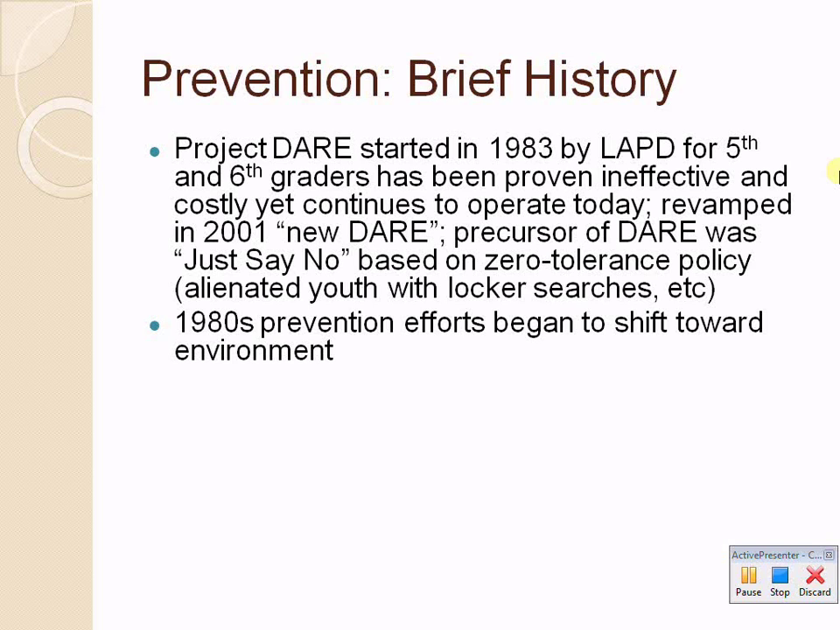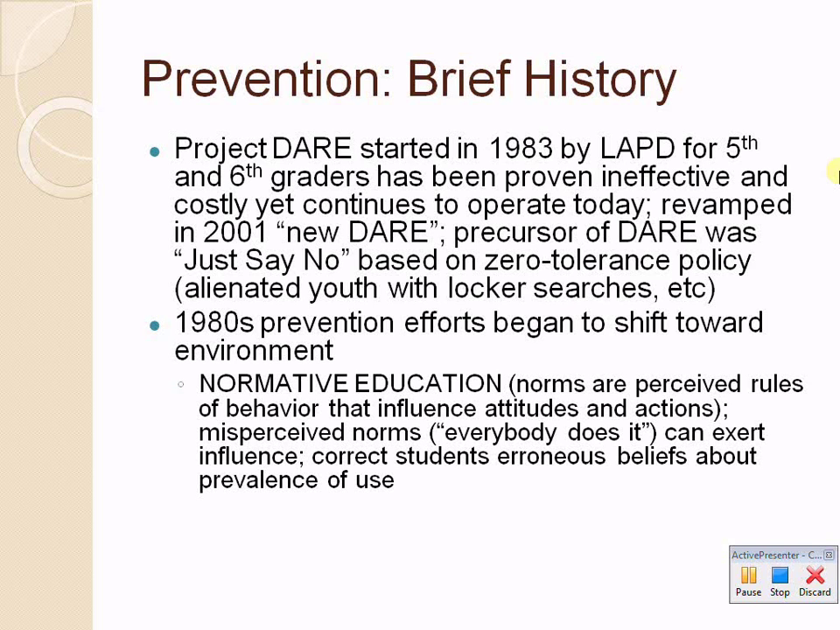So in the 80s, prevention efforts began to shift towards the environment. There's something called normative education. Okay, these are norms that are perceived rules of behavior that influence attitudes and actions. Misperceived norms, meaning that everybody does it, can exert the same influence. So basically what this is looking to do is correct students' erroneous beliefs about the prevalence of use. So we're looking to change behaviors, we're looking to change attitudes, we're looking to change beliefs, okay, through normative education.